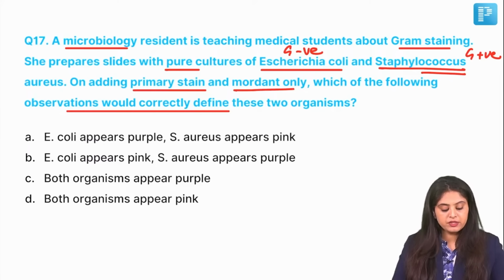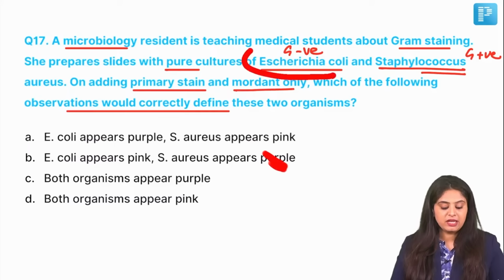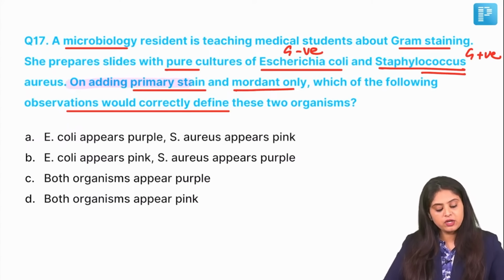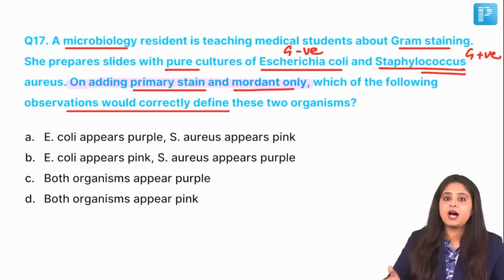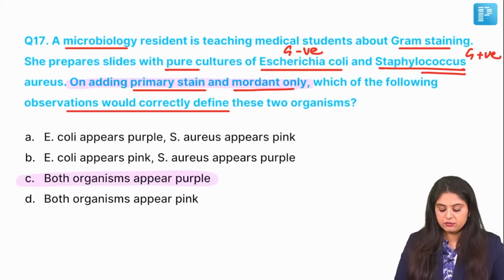What did you mark over here? I hope you didn't say that Staph is gram positive, so gram positive is going to be purple, and E. coli is gram negative, so gram negative is red or pink, and that is why you marked B. But that is the end result. Here I said you have not done the end, you have only gone halfway through gram staining. In halfway through gram staining, both the organisms will come out to be purple.